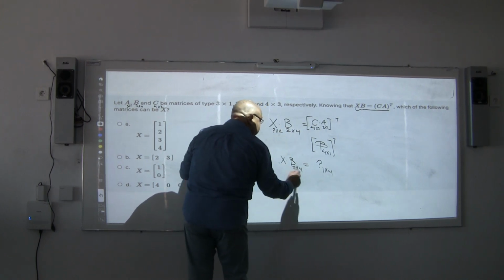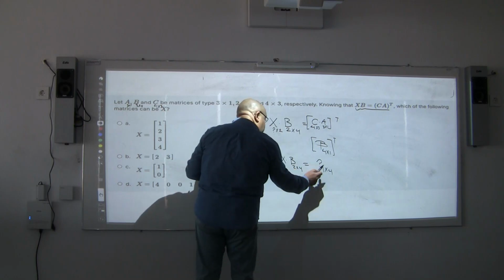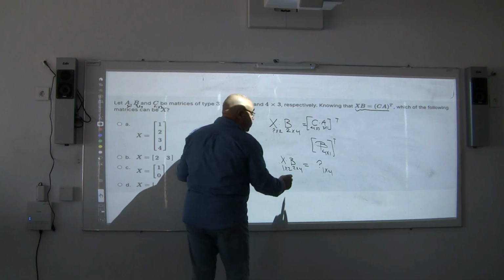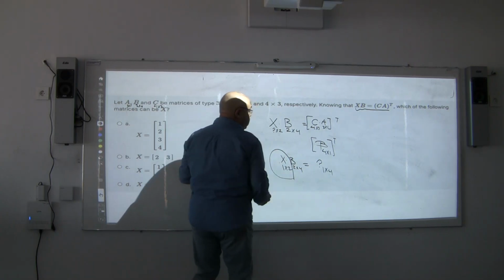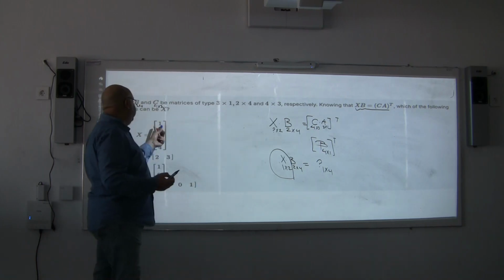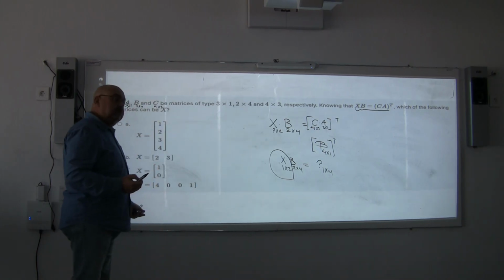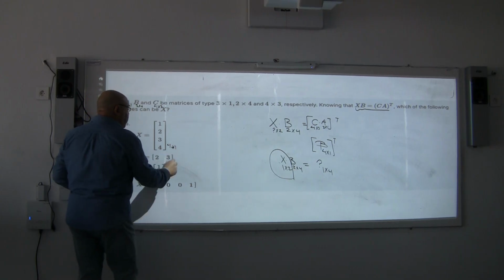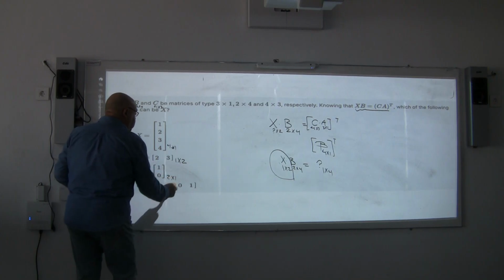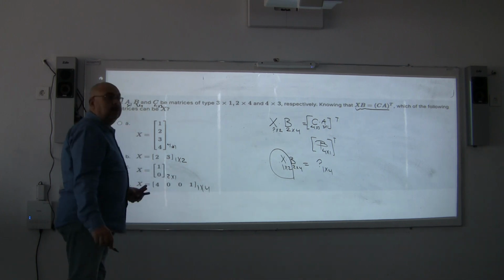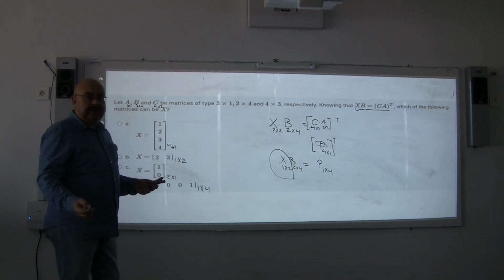And for this, in order to make the left hand side equal to the right hand side, it must be 1 times 2. So now I'm searching for a matrix where the dimension is 1 times 2. Which one of these matrices is 1 times 2? This matrix is 4 times 1. This matrix is 1 times 2. This matrix is 2 times 1. This matrix is 1 times 4. And so you will be able to choose the correct answer.